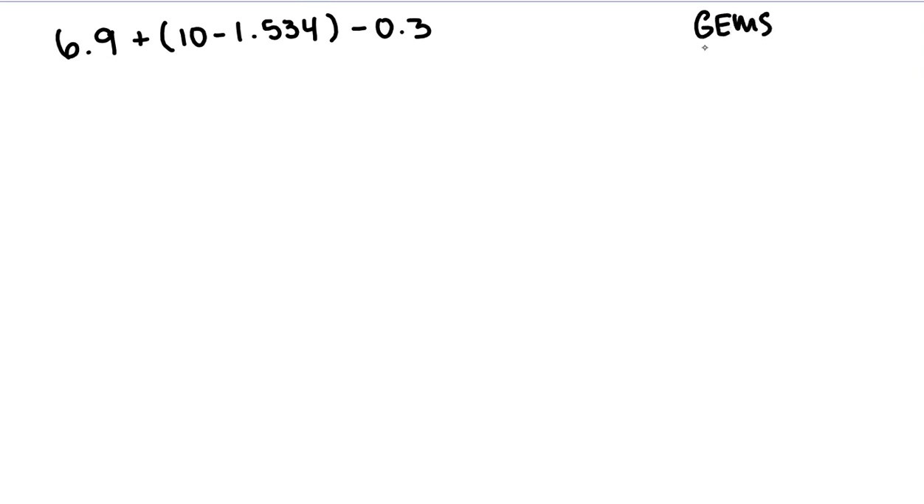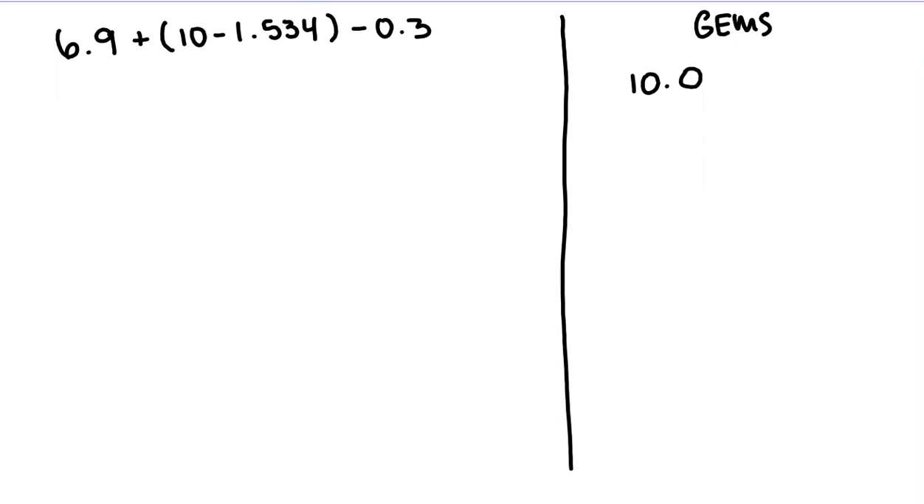So we know that our G stands for grouping. That means we're going to do this grouping first. I'm going to do my work here on this side. And then we can do that. So 10. And here's where it might get a little tricky. Remember, every whole number has an invisible decimal right after it. So you could write 10 like that, and that would mean the same thing.